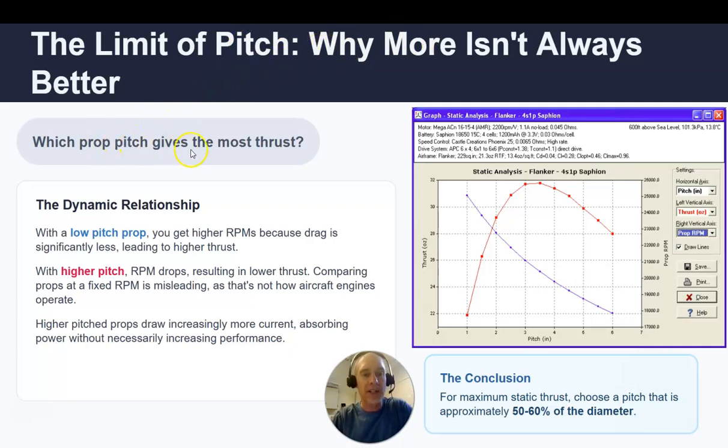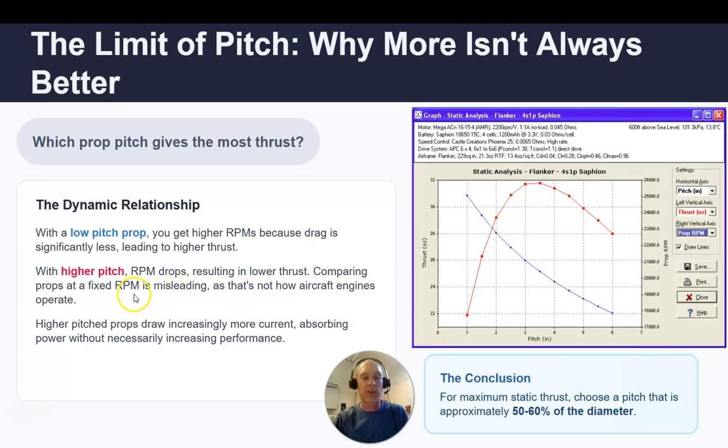So which prop pitch gives you the most thrust? With a low prop pitch, you get really high RPMs because there's no drag. So that would be a propeller pitch that's basically knifing into the air. There's virtually no drag whatsoever, but you also get hardly any thrust. With a higher pitch, your RPM drops because you're pushing more air behind you. So it gets really, really difficult to push air backwards. And so RPM drops. So it can be a little bit misleading.